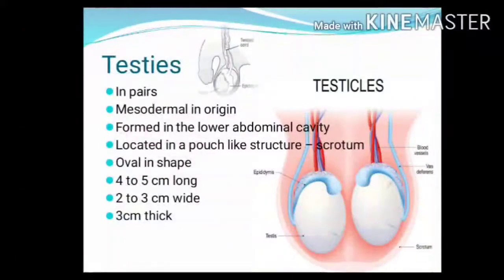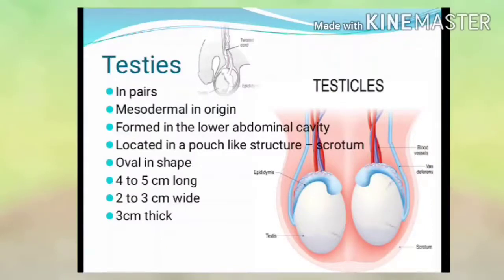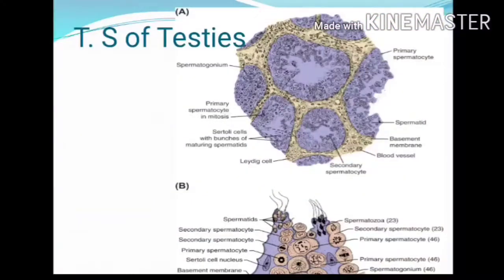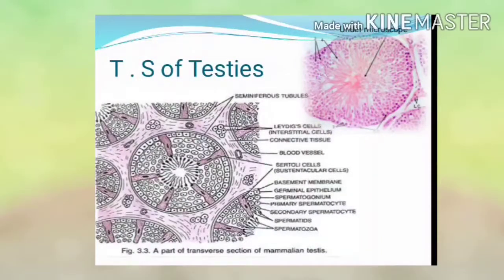Now see that each testis is oval in shape, 4 to 5 cm long, 2 to 3 cm wide and 3 cm thick. If you have seen the histology of the testis, it is externally covered by a collagenous connective tissue layer called the tunica albuginea. Outer to it is an incomplete peritoneal covering called the tunica vaginalis, and inner to it is the tunica vasculosa, a thin membranous and vascular layer.